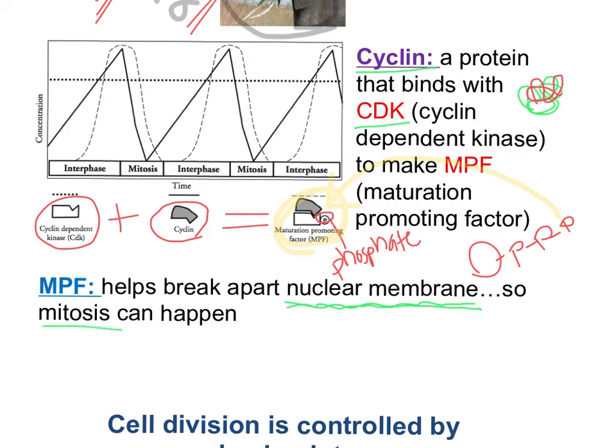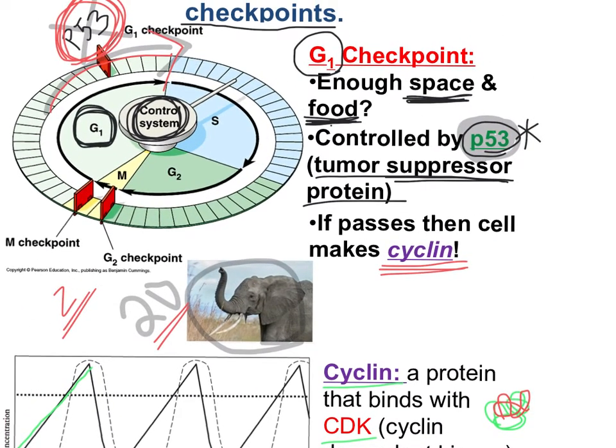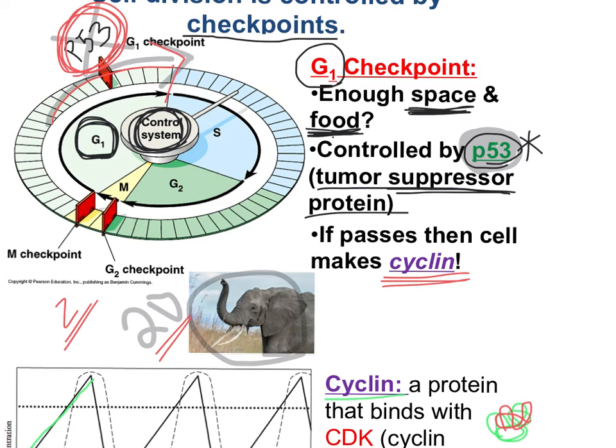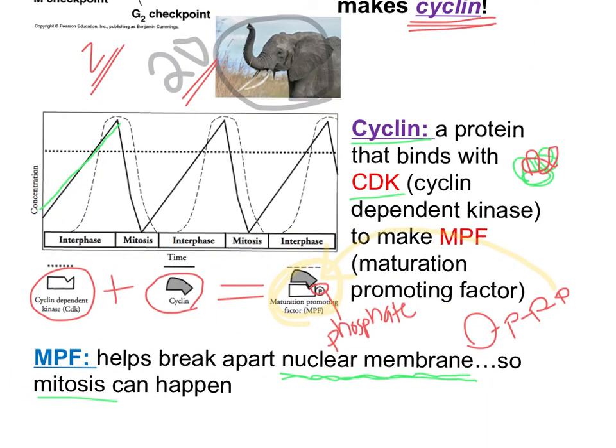You can see in the graph that the cell begins making cyclin during interphase, which is what we said on the previous slide. If we pass that G1 checkpoint, the cell is going to start making cyclin. As we see in the graph, it starts making cyclin during interphase once it passes that checkpoint. The cell also has this other protein called CDK. CDK is constantly at the same concentration. So CDK is there regardless of what the cell is doing.